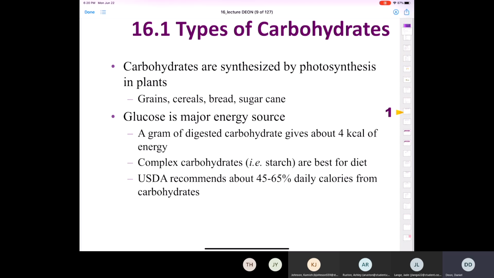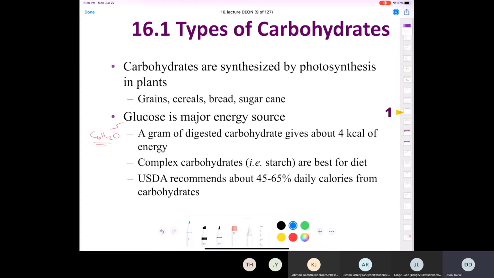Carbohydrates are synthesized by photosynthesis in plants, and some common examples of carbohydrates would be things like grains, cereals, bread, sugarcane. And glucose is a major energy source in the body. Glucose has the molecular formula C6H12O6. But in fact, several carbohydrates have that same molecular formula.